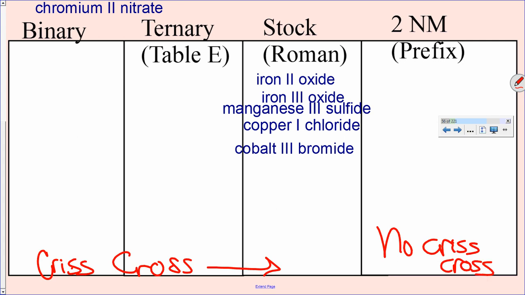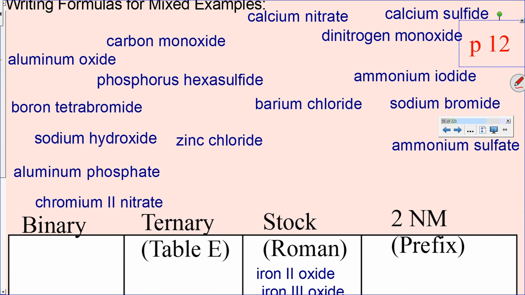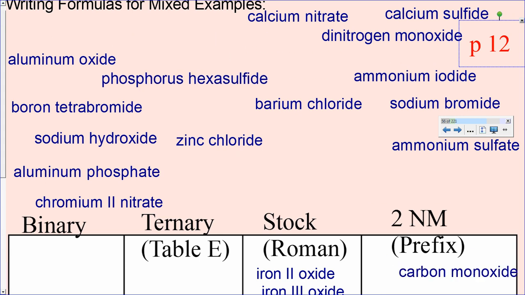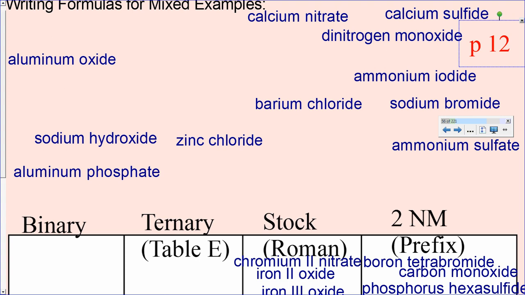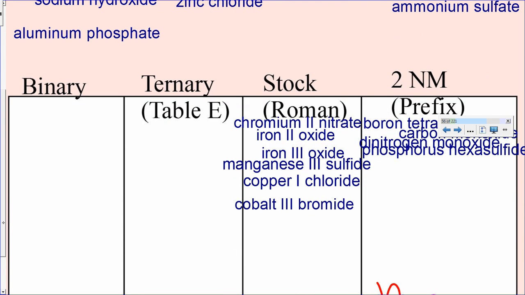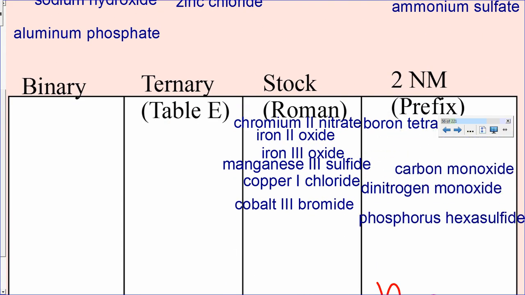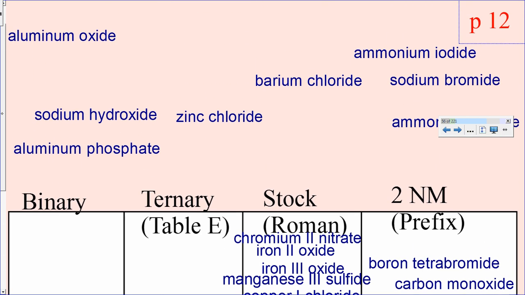The prefix naming does not involve crisscross. So another thing that a lot of students like to pull out of here really quickly is any that they see prefixes in, like carbon monoxide, hexasulfide, tetrabromide. Any of these that you're seeing those prefixes in are very easy to pull down here and say, okay, we're not doing any crisscrossing with those. And you've got to determine if you're going to use table E or not.